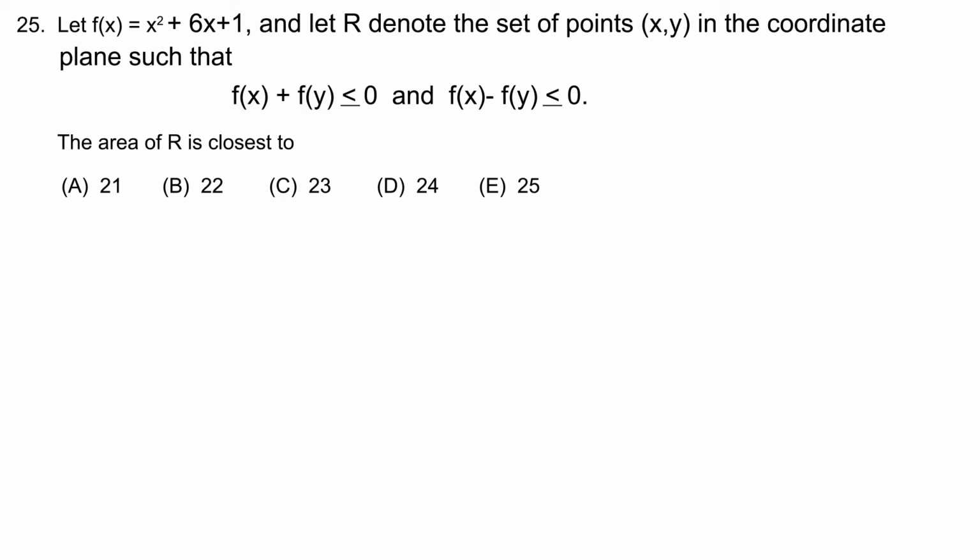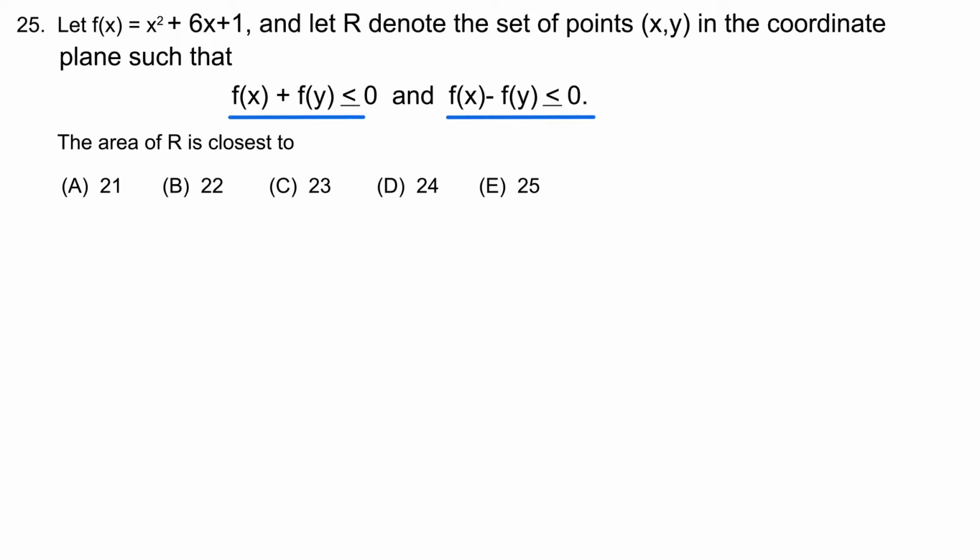Let f(x) = x squared plus 6x plus 1. And let R denote the set of the points (x, y) in the coordinate plane such that f(x) plus f(y) is less than or equal to 0, and f(x) minus f(y) is less than or equal to 0. The area of R is closest to... So let's work with these two.